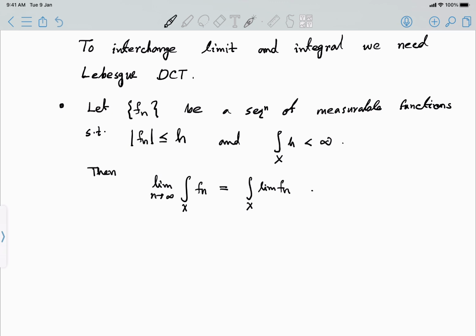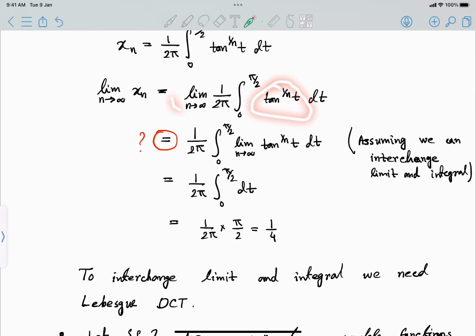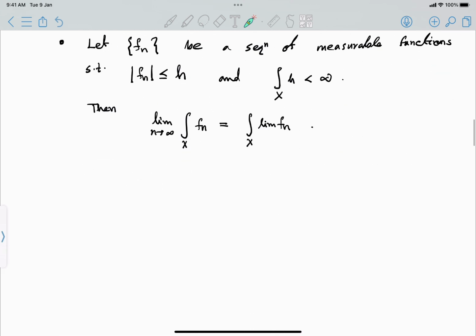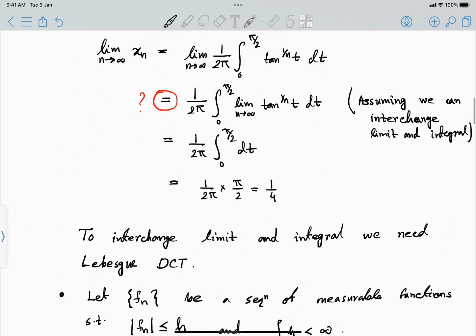So we want to use this theorem. For that we have to find an h which is integrable, right? So what is fn here? Here the sequence is tan to the power 1 by n t, right? So here we have fn(t) equals tan to the power 1 by n of t, for t belonging to 0 to pi by 2, because the integral is 0 to pi by 2, right?